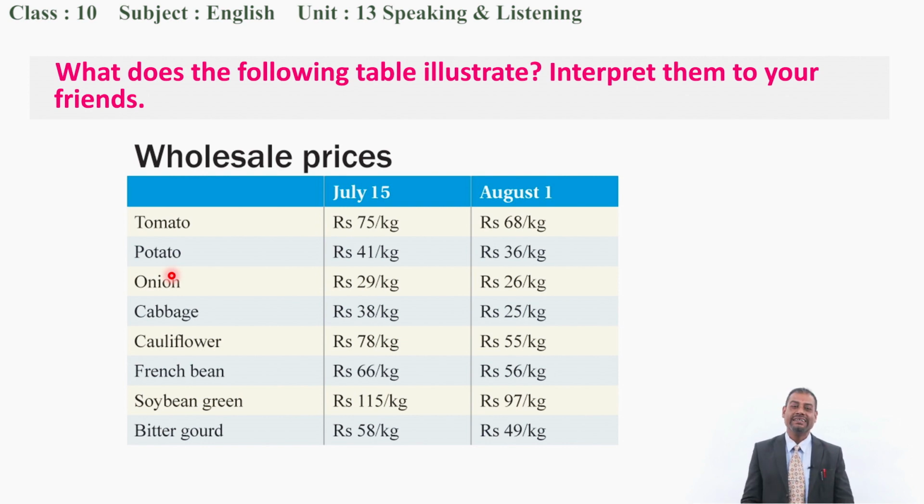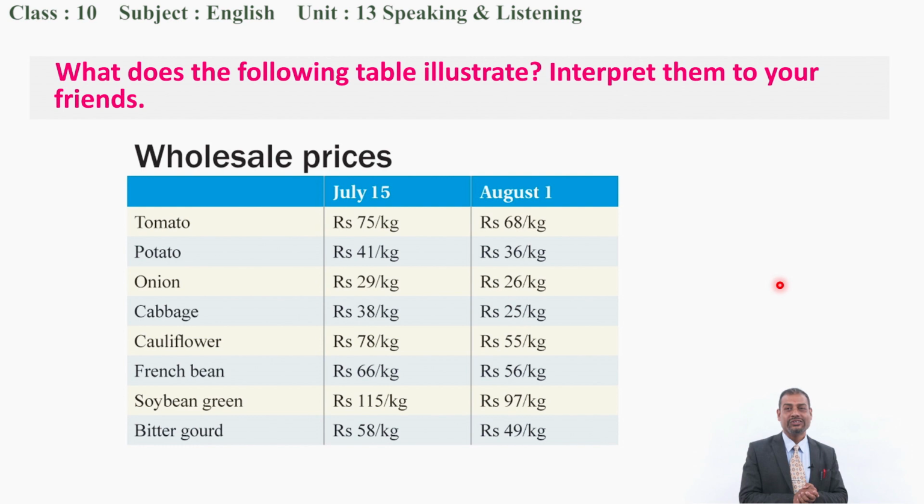Yes, good job. Similarly, you can interpret onion. Nice, you have beautifully interpreted. Then again interpret cabbage. Wow, good job. Now again you can interpret cauliflower. Yes, good job. Now again describe French bean. Good job. Now again describe soya bean. Nice. Now the last one is bitter gourd. Good job. Now what is your conclusion?